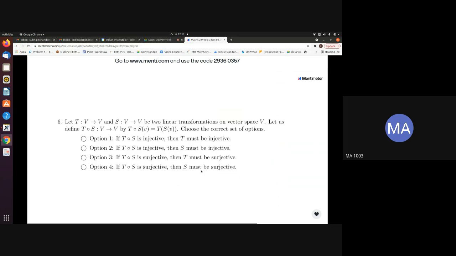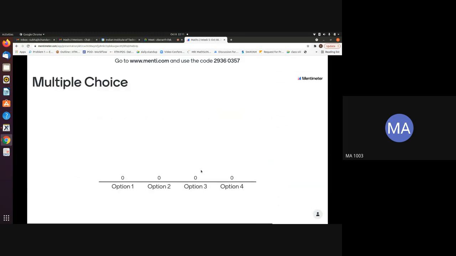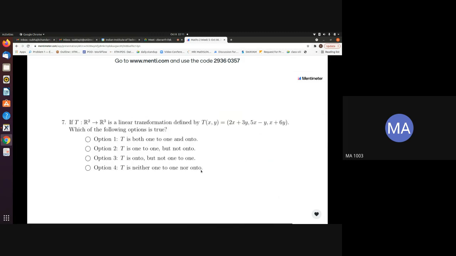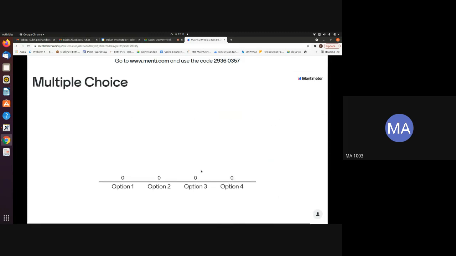This one I think is in your activity question. Has anyone of you done this? I think there are two more questions left, this one and this one. So these two questions I will do.